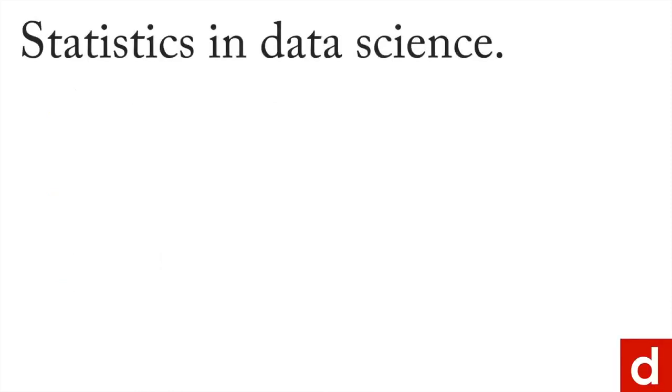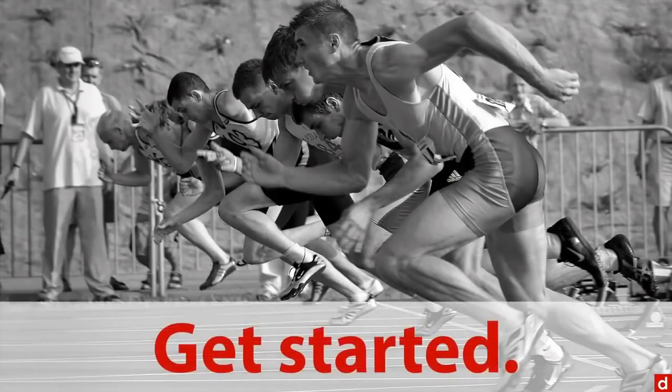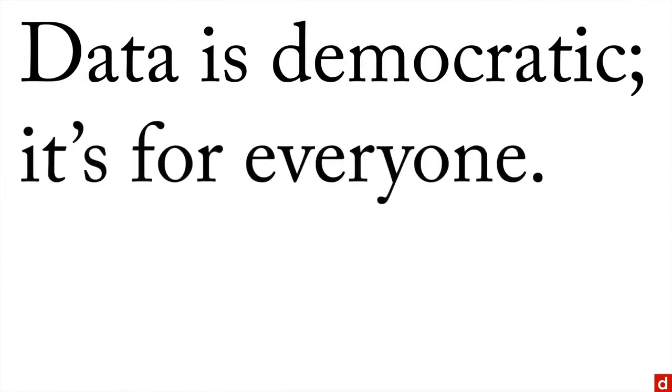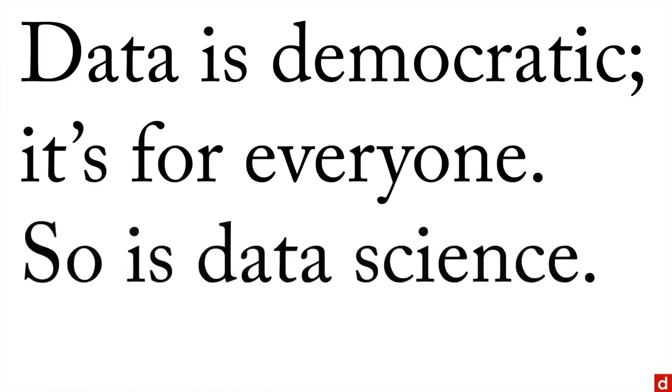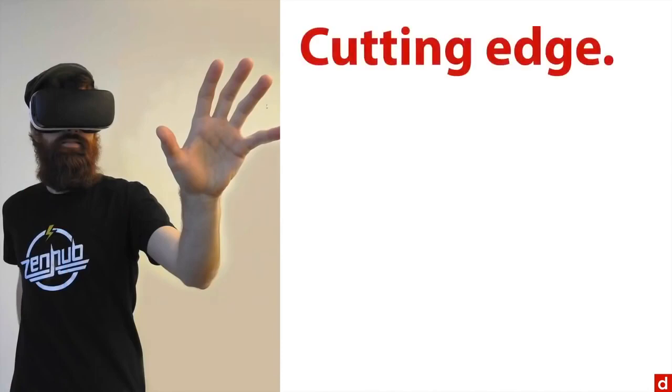To finish up our discussion of statistics and data science and the choices that are involved, I want to mention something that really isn't a choice, but more an attitude. It's DIY for do it yourself. The idea here is, really, you just need to get started. Remember, data is democratic. It's there for everyone. Everybody has data. Everybody works with data, either explicitly or implicitly. So data is democratic. So is data science. And really my overall message is you can do it. A lot of people think you have to be at this totally cutting edge virtual reality sort of thing. And it's true.